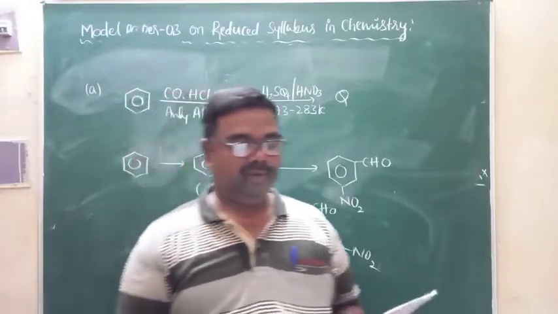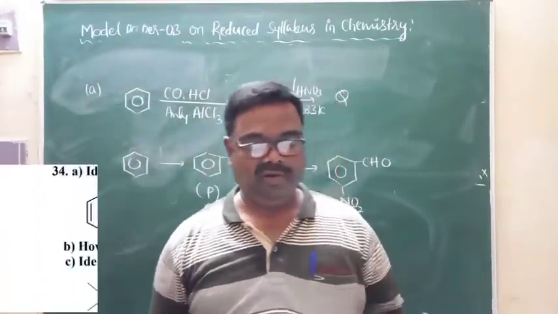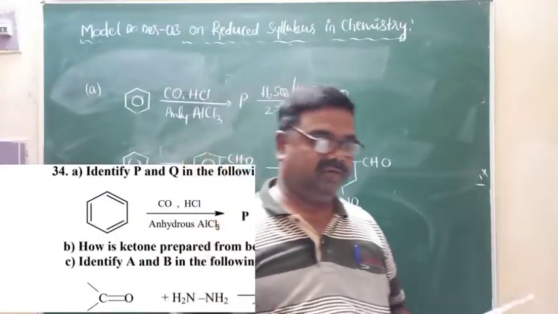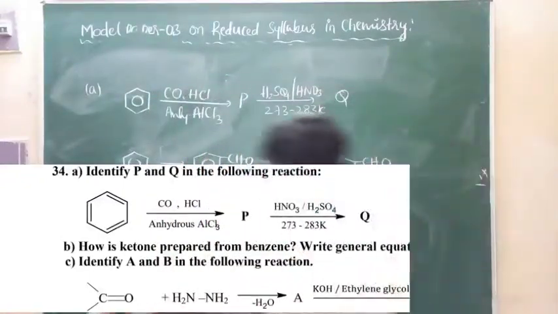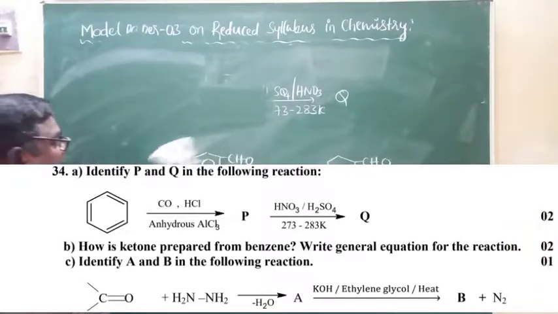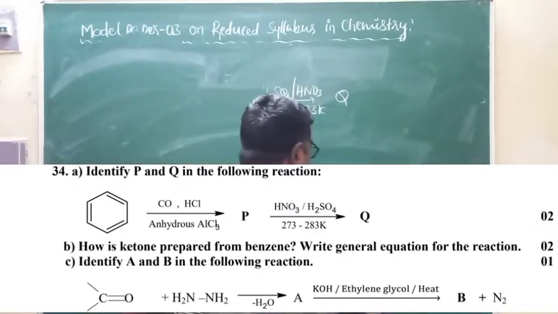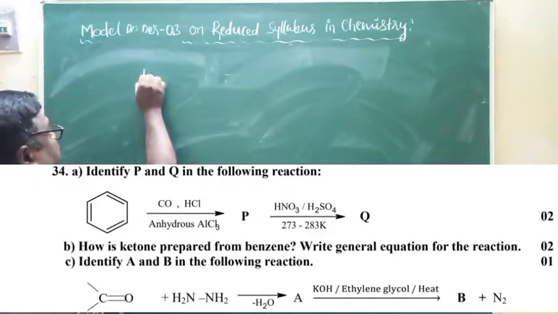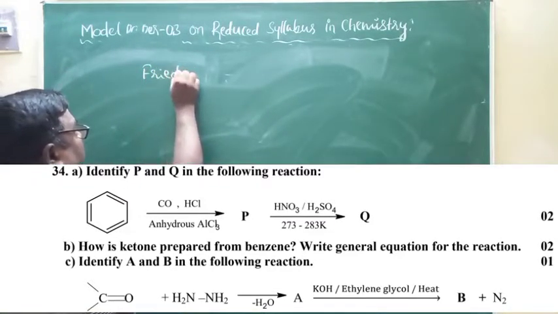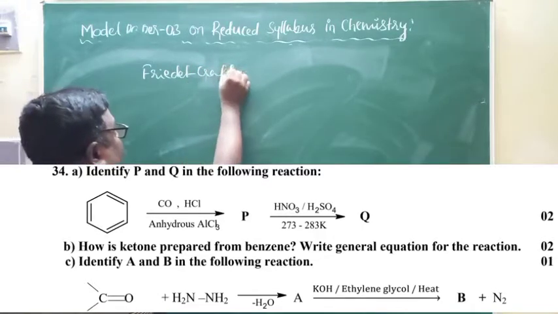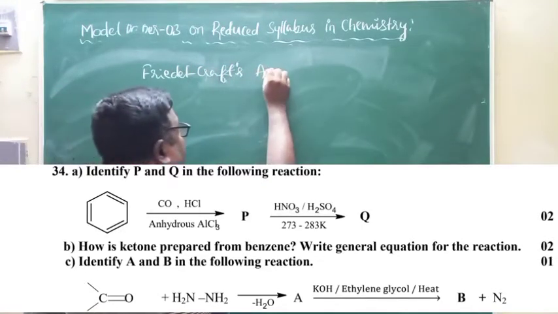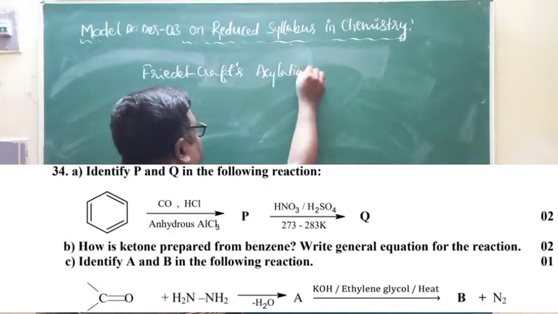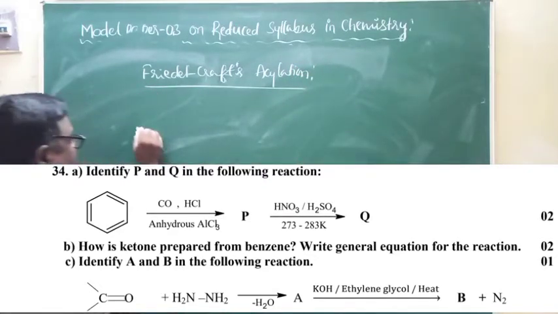Another one, look: how is ketone prepared from benzene? Write the general equation for the reaction. That is, benzene can be converted into aromatic ketone by the reaction known as Friedel-Crafts acylation reaction. Benzene can be converted into aromatic ketone by using Friedel-Crafts acylation. Friedel-Crafts acylation is carried out in presence of Friedel-Crafts catalyst, that is anhydrous aluminum chloride.